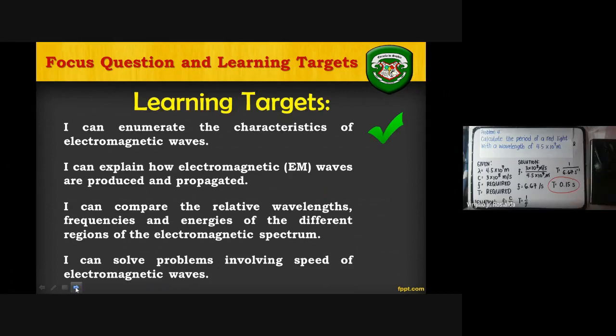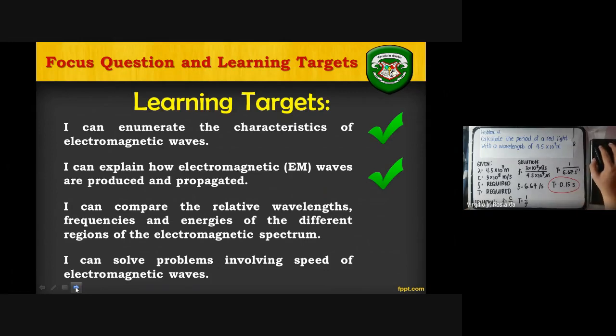Okay? So, did we able to explain how electromagnetic waves are produced and propagated? Yes. Explain natin siya, right? So, they are being produced through an oscillation of a charge or electric charge, and they are propagated in a way that the electric field and magnetic field and the direction of propagation are all perpendicular to one another. Okay, so we're able to explain that.